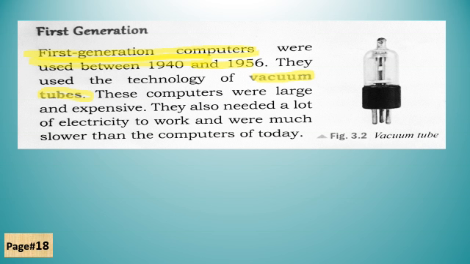Now moving to page number 18. First generation computers were used between 1940 till 1956. Highlight the time period of first generation, 1940 and 1956. They used the technology of vacuum tubes. In first generation, they used the technology of vacuum tubes.